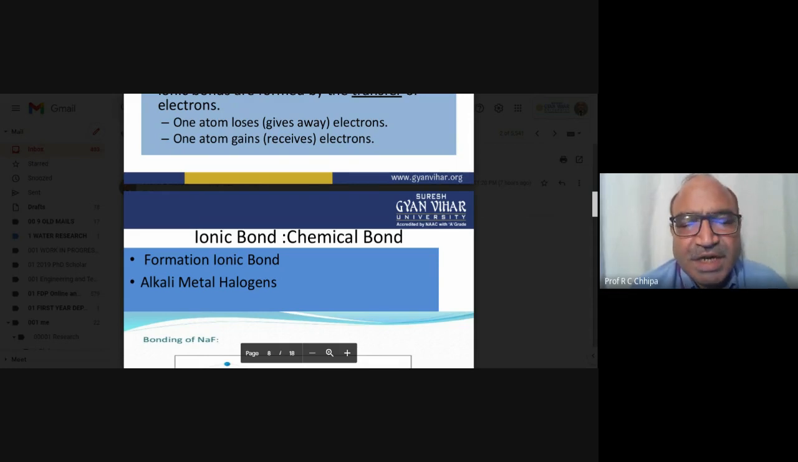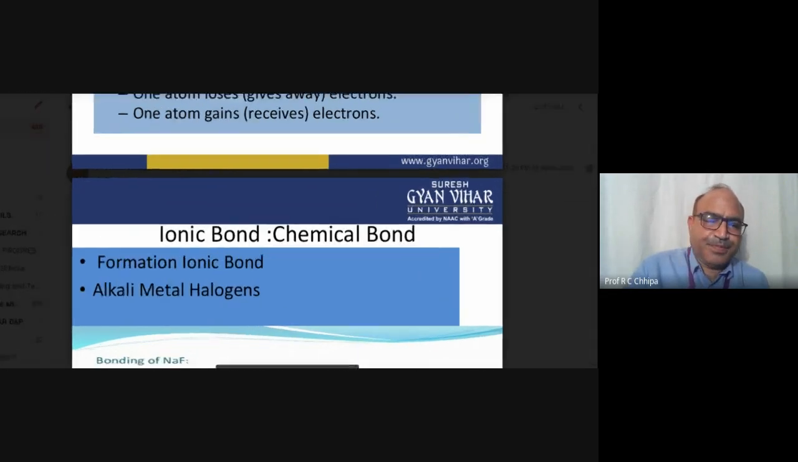So an alkali metal loses its electron easily. And why does it lose the electron? Because in the outermost shell only one electron is available. If that one electron is transferred completely, then the n minus 1 shell becomes the outer shell. So in the case of the sodium cation, the outer shell electrons are 8 in number.